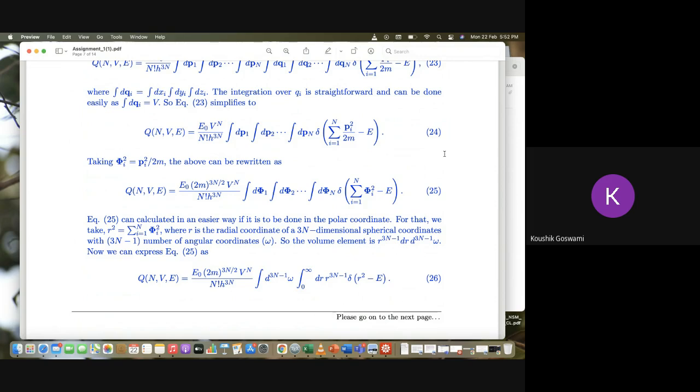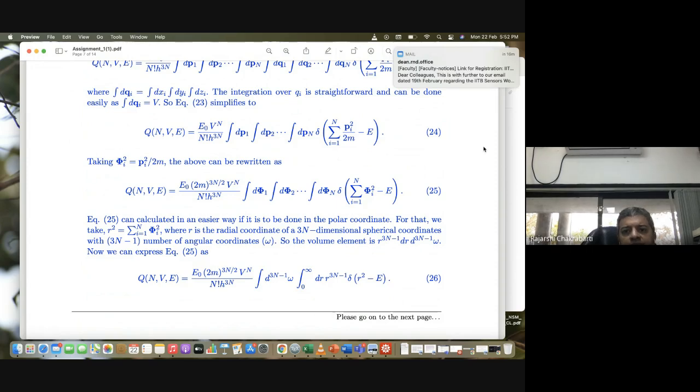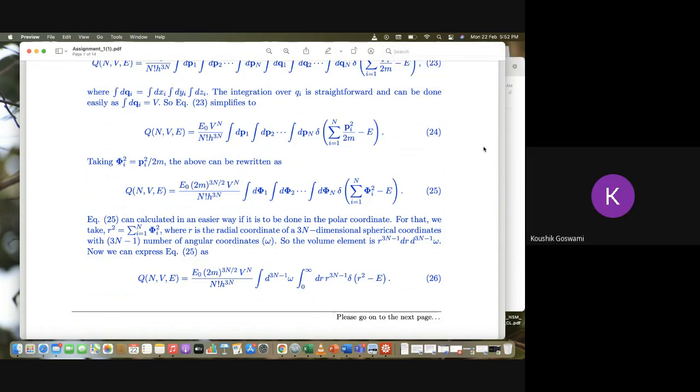So this phi square we can now take as r square, some constant square, something square. Some constant. Okay, and then you can see it is a 3n dimensional spherical coordinate. So there will be 3n minus one angular coordinates and one polar coordinate. And in this free particle case, there is no dependence on the angles. So in 26, there is a polar coordinate and there are angular coordinates.